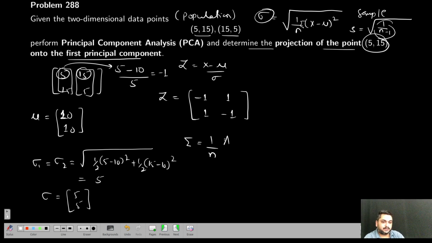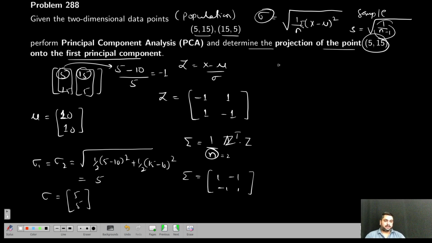So this is Z transpose into Z. Multiply these two matrices, transpose and then multiply. I get the covariance matrix finally as 1, minus 1, minus 1 and 1, where n is equal to 2, since there are 2 points.